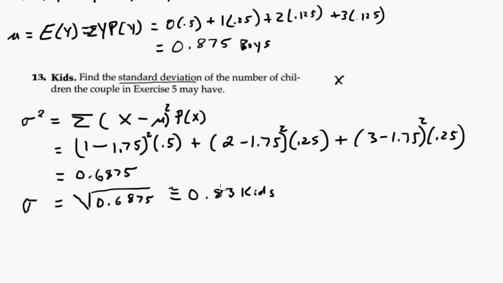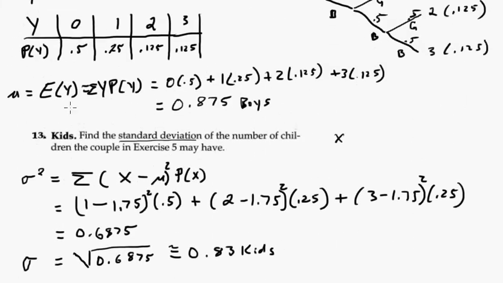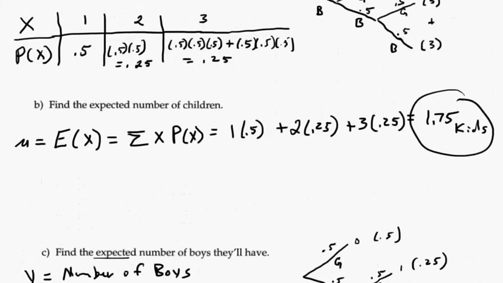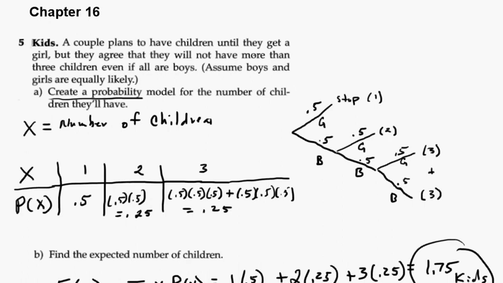Okay, so that's how you do that computation. And I think that's done. They didn't ask us to do the standard deviation for the number of boys. Okay, so that's how you do this problem. I hope that it's starting to make a little sense now. Good luck.